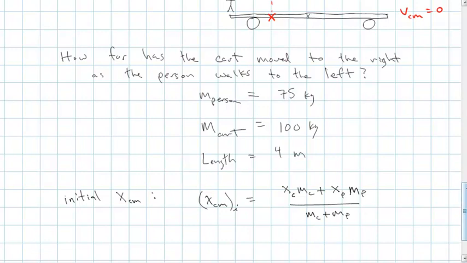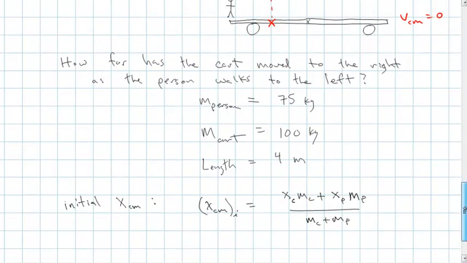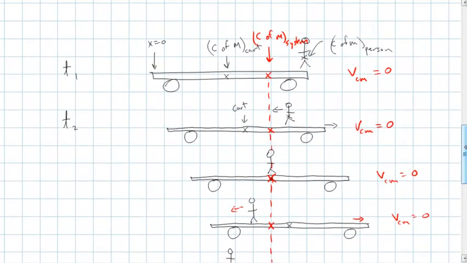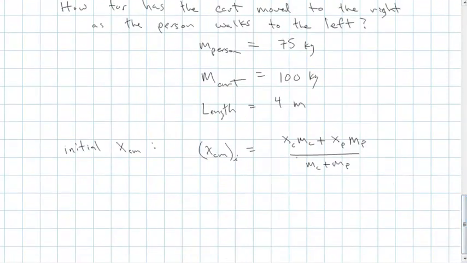We need the cart and the person. Those are our two objects in the system. And what we're going to do is treat this as if those objects are point masses. We're going to replace the person with a point mass of 75 kilograms at that location. We're going to replace the cart with a point mass of 100 kilograms at the location of its center of mass. And then we're going to find the center of mass of those 2 point masses.